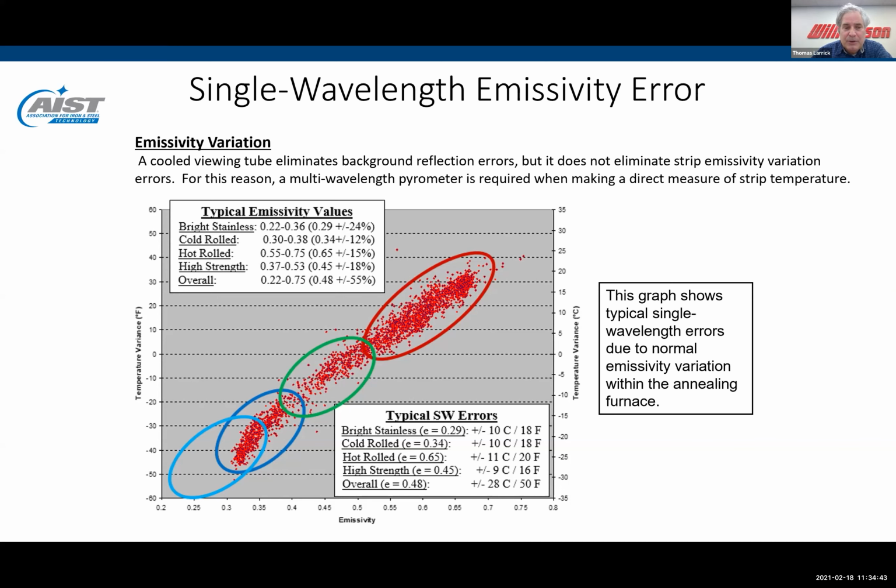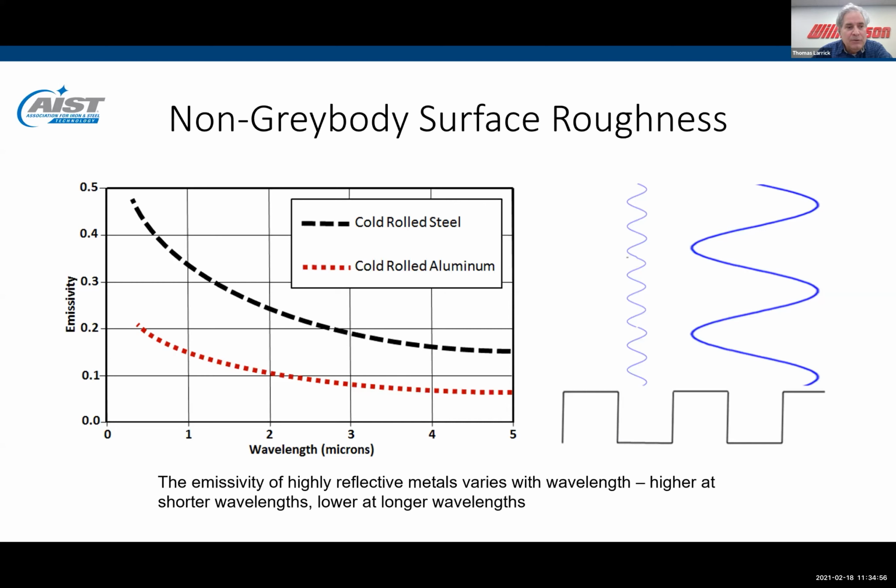The greatest contributor to emissivity variation is surface texture. And a lot of that has to do with how the roll is dressed on the cold rolling mill. So again, in order to correct for this emissivity variation, this is where your multi-wavelength technology comes into play. A multi-wavelength pyrometer is loaded with an algorithm that understands the emissivity change with wavelength for the material that's being measured.